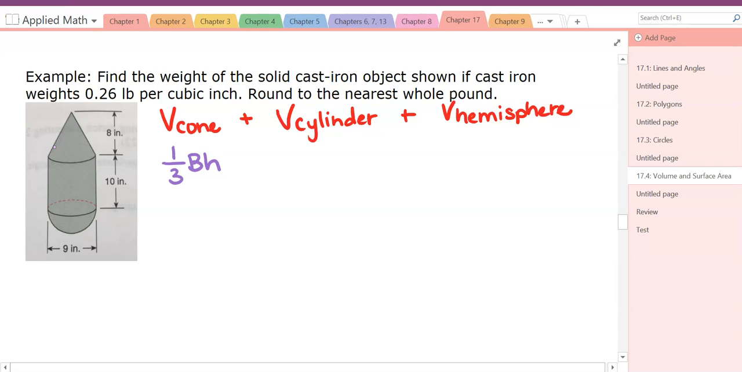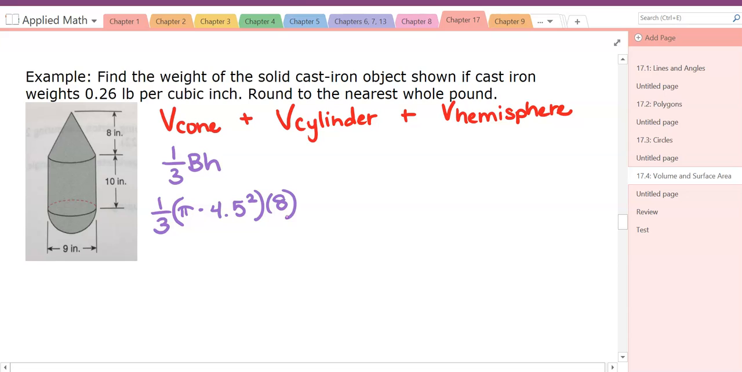4.5. Okay, so for the volume of a cone, I'm going to take 1/3 times the area of a circle, which is pi radius squared. And you guys said that the radius is 4.5, right? So we're going to do pi times 4.5 squared. What's the height of just the cone? 8 inches.